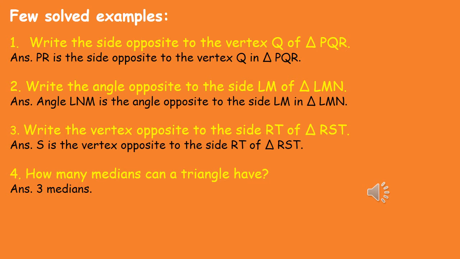Let us solve some examples. Write the side opposite to vertex Q of triangle PQR. If the triangle is PQR and Q is the vertex, the opposite side must be PR. Now write the angle opposite to the side LM. If LN is the side, then the angle must be LNM because the opposite vertex is N. So the angle formed will be LNM.